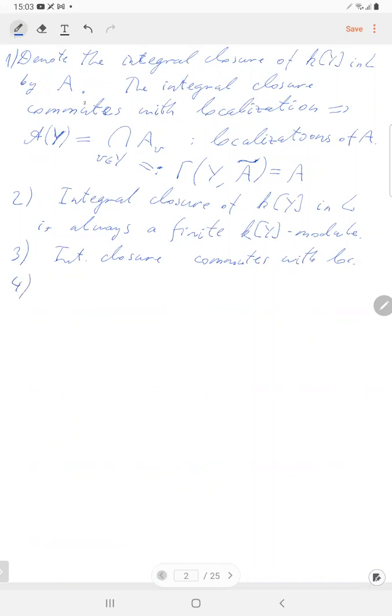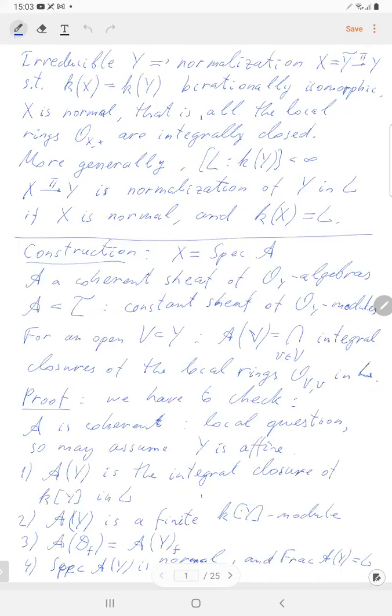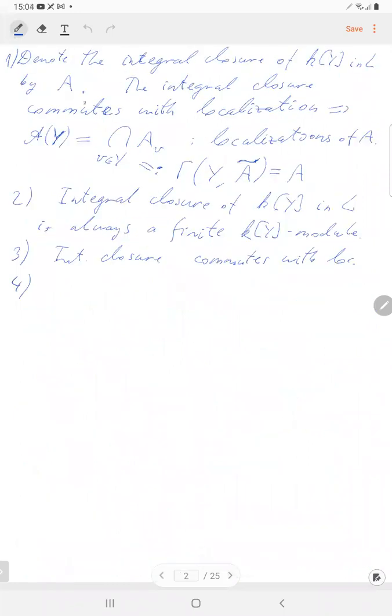And finally, the last point is that the spectrum of the sheaf of rings is normal with the correct field of fractions. And once again, it follows by the same key observation that the integral closure commutes with localization.